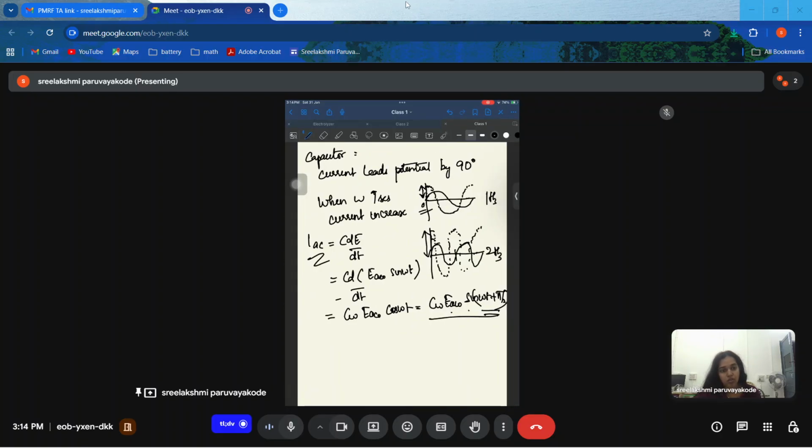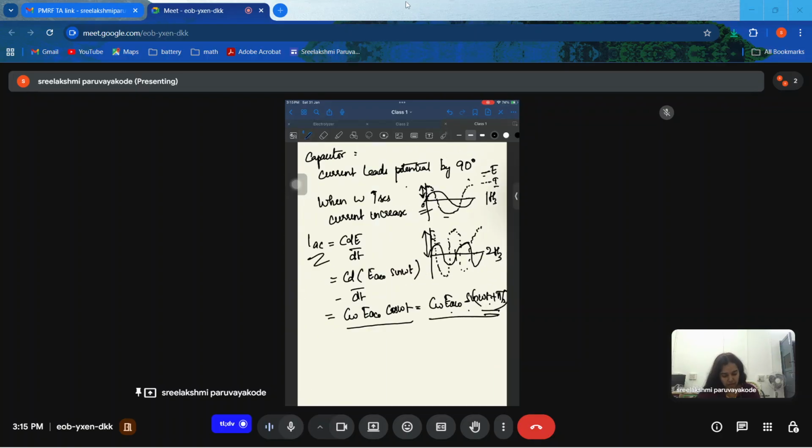Then we saw the capacitor. In a capacitor, current is leading the potential by 90 degrees. Even when the potential is zero, the current has already reached a value. The current is given by the single line and the potential by the dash line. So the current is leading the potential. When frequency increases, the current also increases. Here IAC equals C dE by dt. When we differentiate, we get C omega EAC naught cos omega t, which is C omega EAC naught sin of omega t plus pi by 2. Pi by 2 because current is leading.